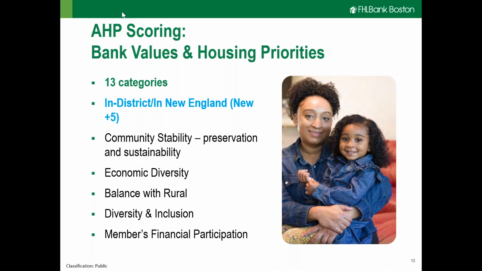The other categories you probably know: community stability, economic diversity, rural geographies, and member financial participation. Lastly, though, diversity and inclusion. This is Boston's own category that we came up with. We're the first in the nation to do this. It's our 3rd year implementing this category. We really value diverse development teams and encourage sponsors to partner with minority, women, veteran, and disabled-owned for-profit businesses to build your housing. You can have up to 3 partners.